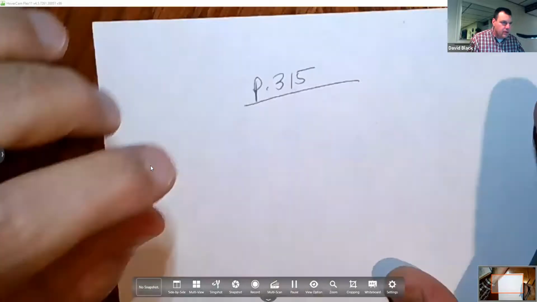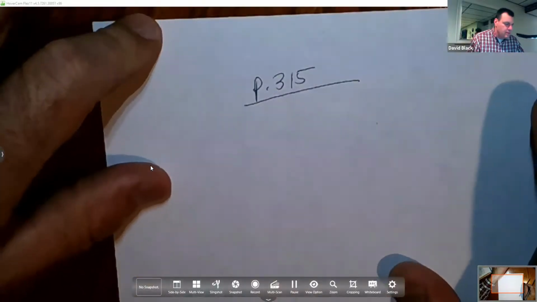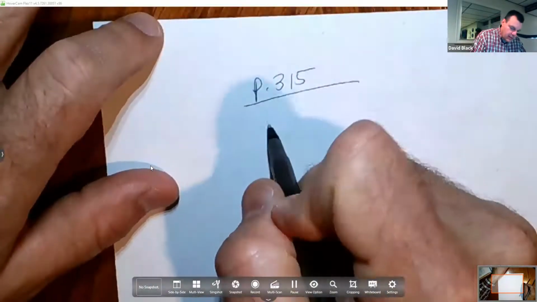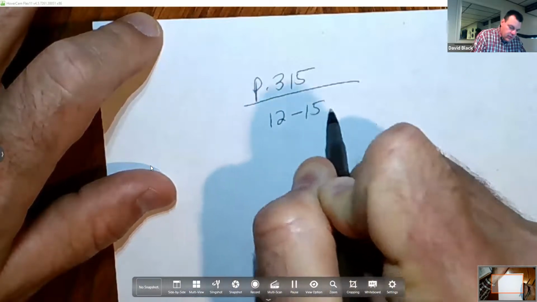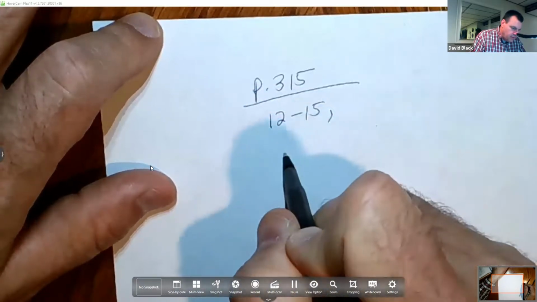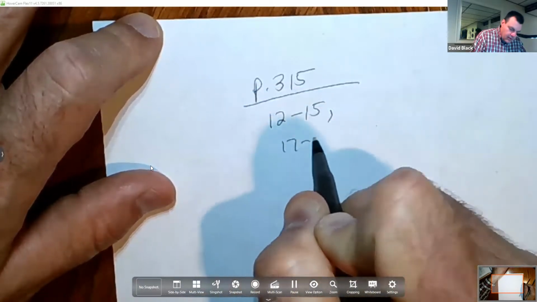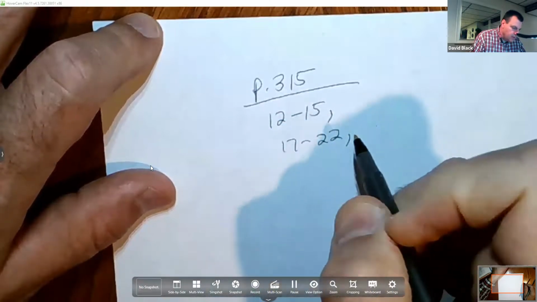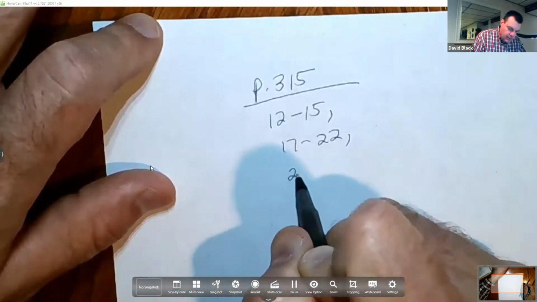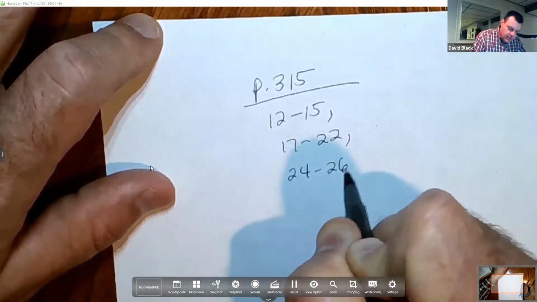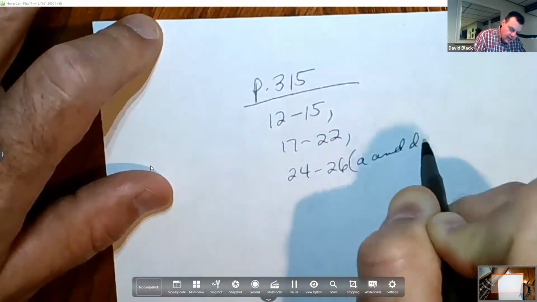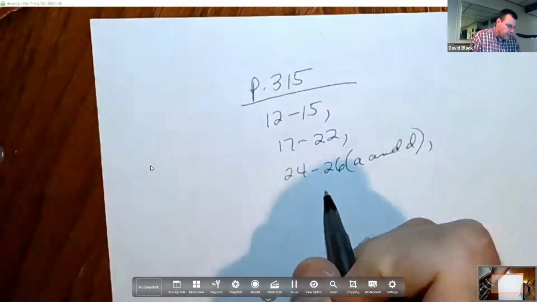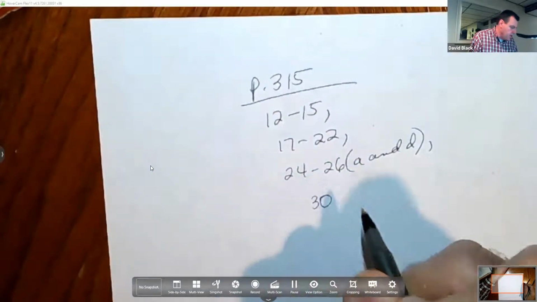Don't consider yourself ready for this test until you've done this assignment, checked it in the back, and got it right. Let's go with 12 through 15 on page 315, 17 through 22, 24 through 26, but on number 26, only do parts A and D, and number 30.